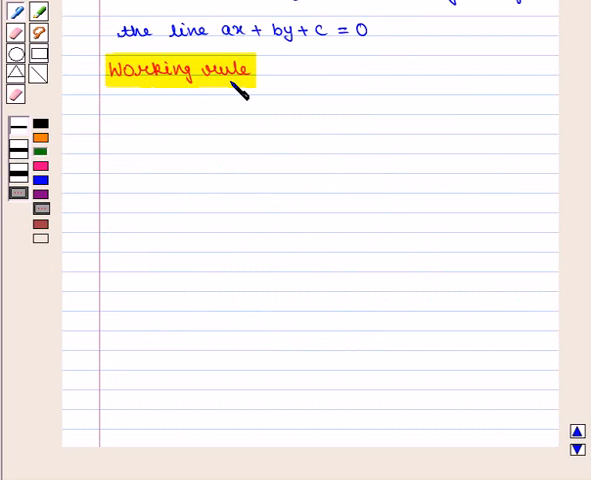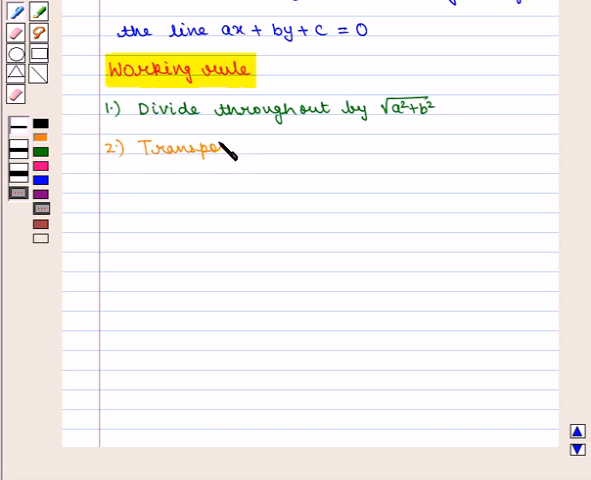Therefore, the working rule to obtain the equation of the line in normal form is given by: divide throughout by square root of a square plus b square, and then transpose the constant term to the right hand side, and make it positive by changing the sign if necessary.